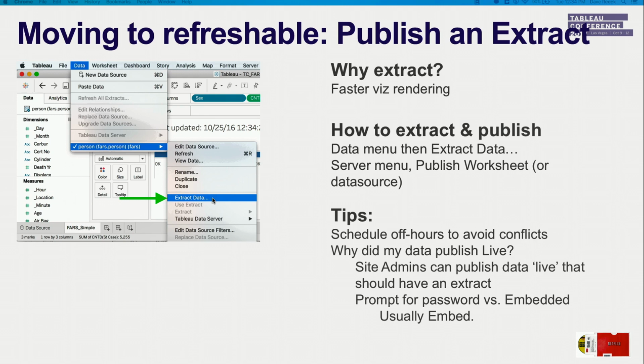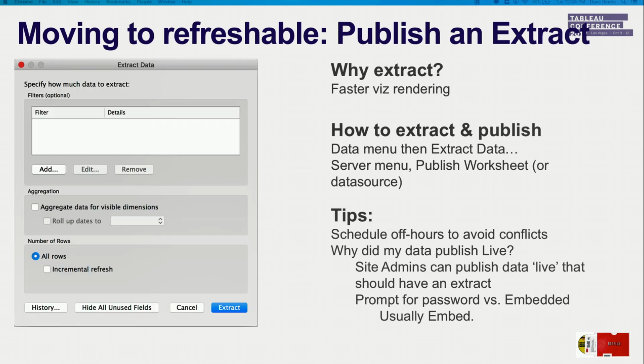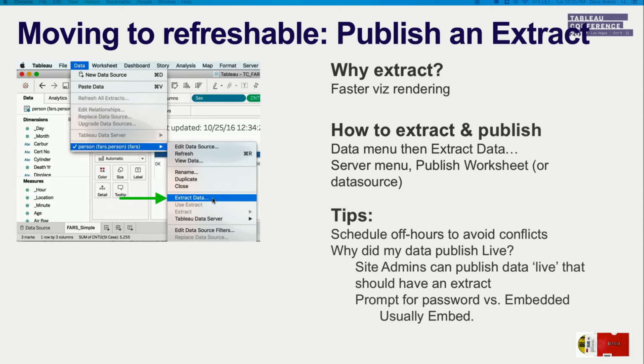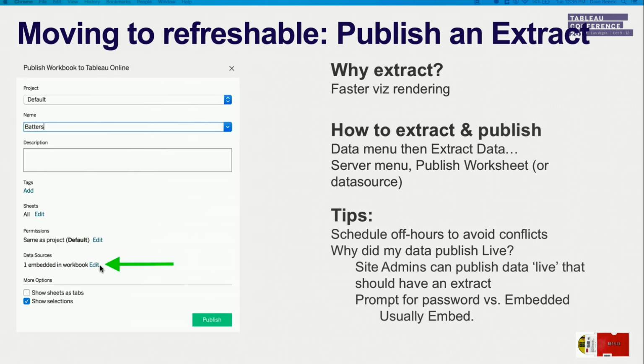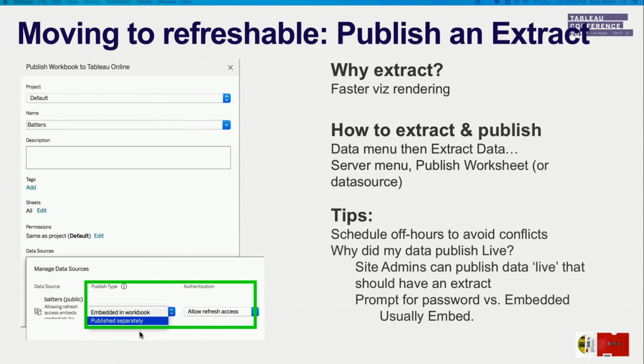Once you've made your extract, which is something you do locally, you just go to the data menu and publish. Here's how to actually make the extract. That's creating an extract on your local computer. Do make sure to pick these off the bottom. When you go to publish, say, hey, I want to publish these data sources separately. That makes them a published data source, which is the type that you can refresh. That's the pro tip there.